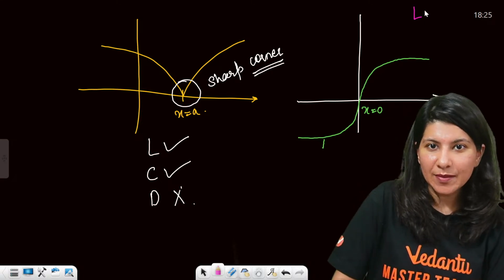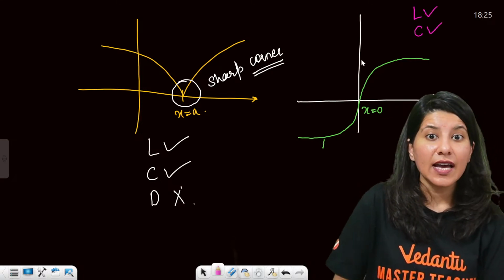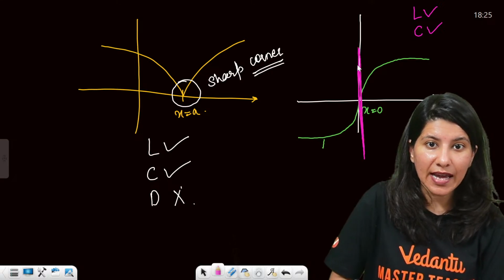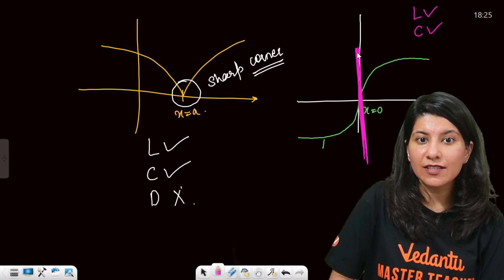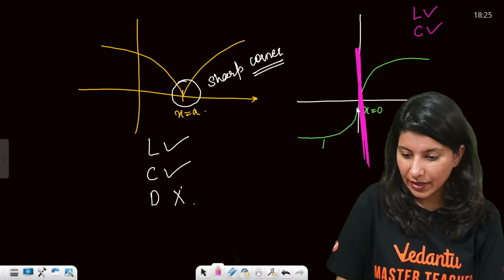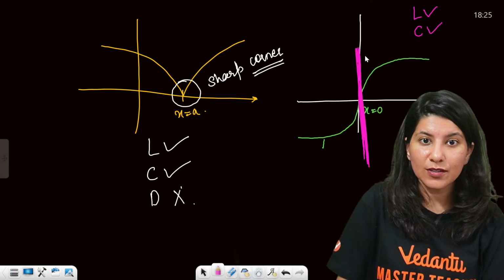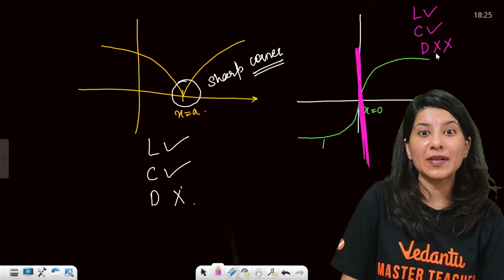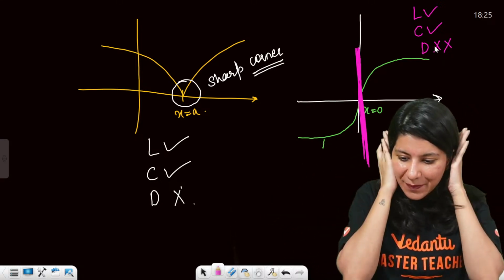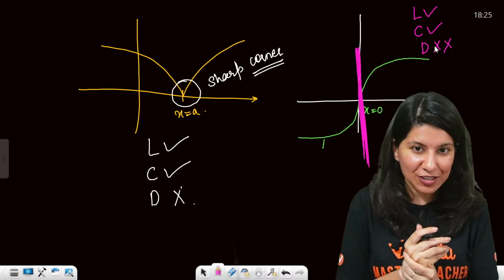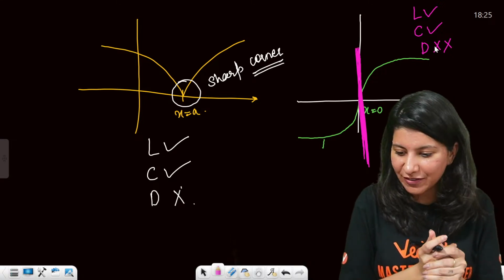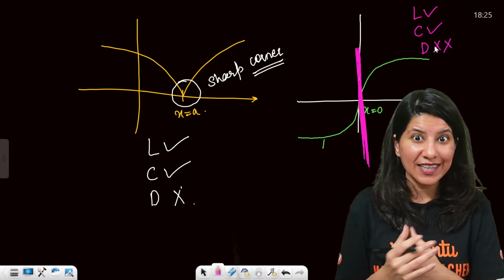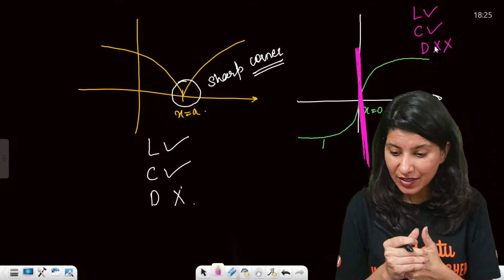At x equals to 0, I can see the limit is existing, the function is continuous, and you are able to draw a tangent over here. Can you see this tangent? But the function will still not be differentiable. What happened this time? Abhishek is saying non-differentiable. Can you just tell me the reason of non-differentiability over here? I'll be super happy if you exactly know the reason.